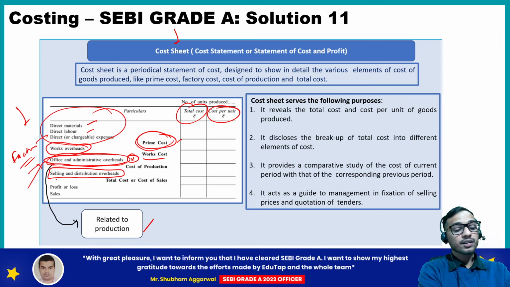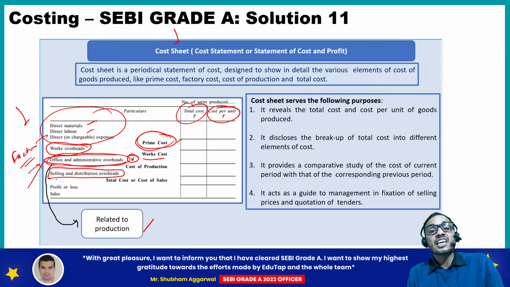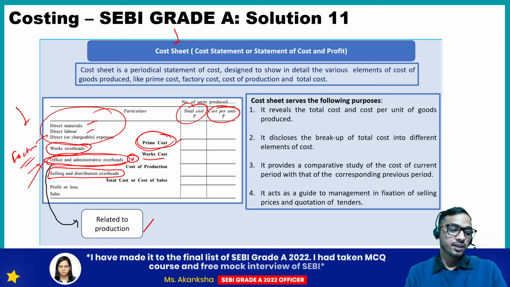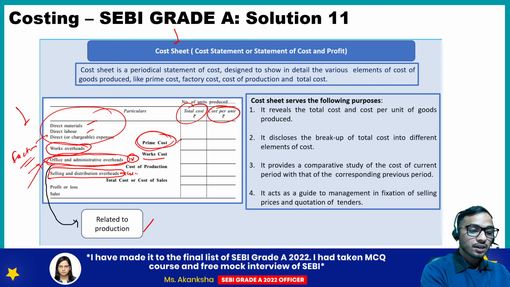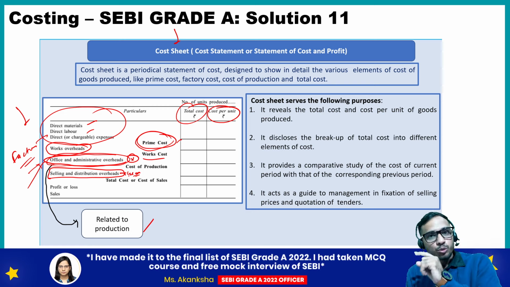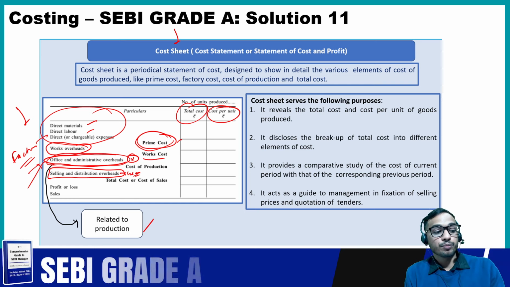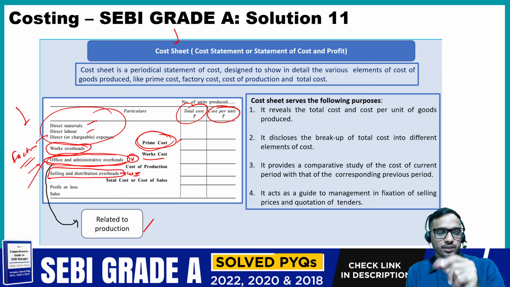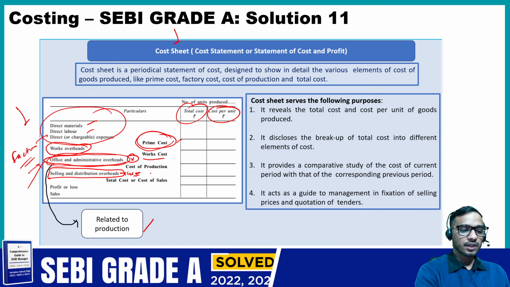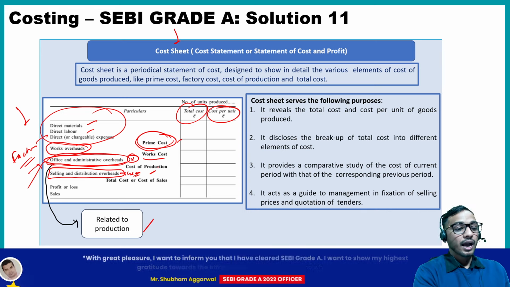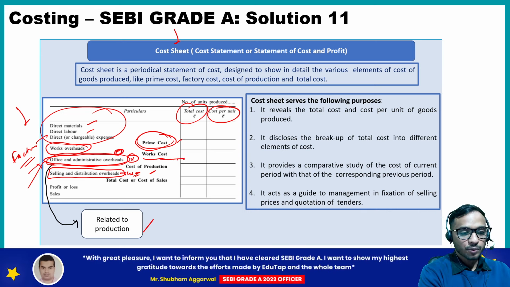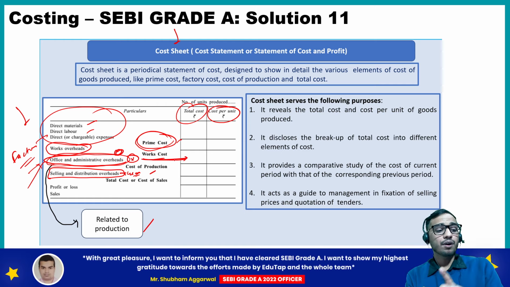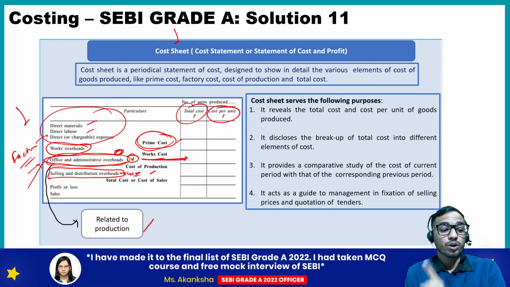It is half written. It should be general selling and distribution overhead. This heading should be general selling and distribution overhead. So salary of director would be here, right? And salary of accountant would be here. Sales commission paid to the agent is included here in the third point, selling and distribution overhead, right? And in this particular point, we would have office and administrative overhead only related to the production.